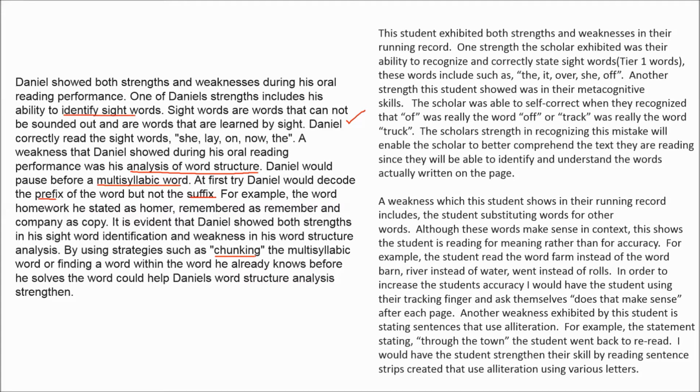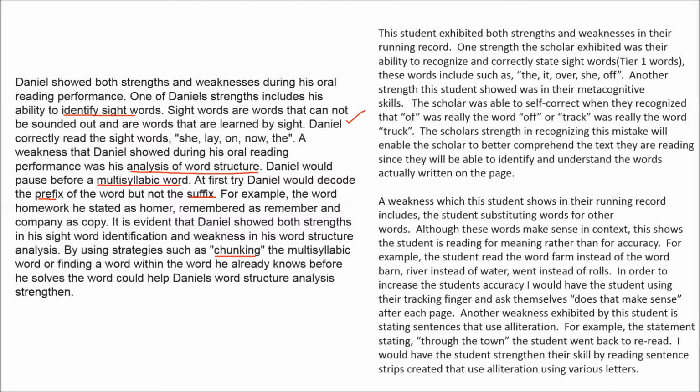After she had some instructions and we worked on it, this is what she ends up writing. The student exhibited both strengths and weaknesses in their running record. Perfect. We've identified this as a running record. One strength exhibited was their ability to recognize and correctly state sight words, tier 1 words. That's not only showing that she knows what sight words are, but what tier they're in. These words are the, it, over, she, and of.